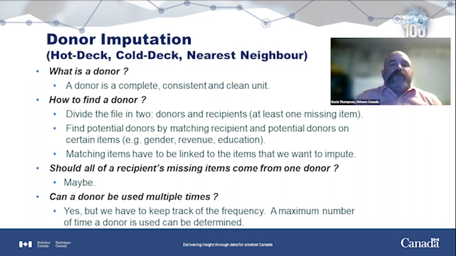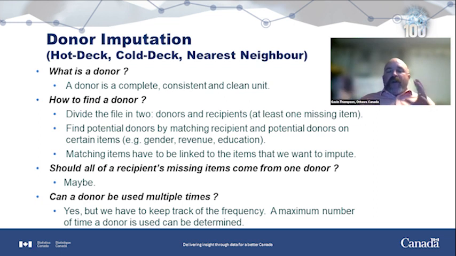One of the questions we have to ask ourselves is, should all of the recipient's missing items come from one donor? And the answer here is maybe. Sometimes, if you find a nice match on the variables you're using to find a donor, it's good to just put them all together. The example I constantly like to go back to is giving birth. If you talk about the length of the baby and the weight of the baby, it's probably good to impute those two values from the same donor. You don't want to end up with a really long baby for the length and a really small weight coming from a different donor.